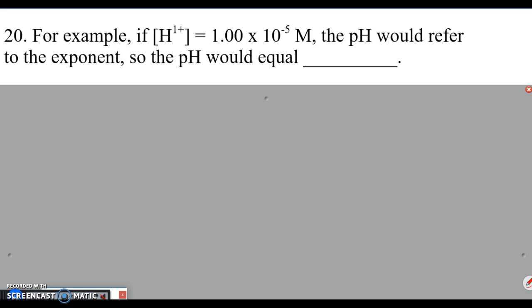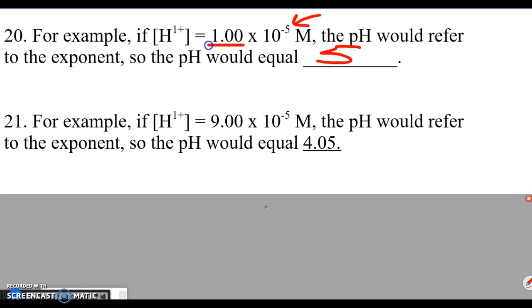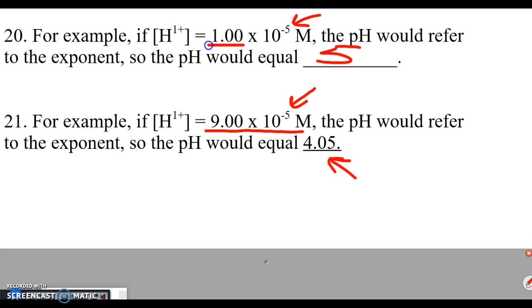Number 20: if the hydrogen ion concentration is 1 times 10 to the negative fifth. So if we start with a 1, that exponent tells us our pH, so our pH in this case is 5. Another example that's on your paper, I do the same number except for I put a 9 out in front instead of a 1. My pH should be around 5, and when I do the actual mathematics of it, I get 4.05, which is around 5.